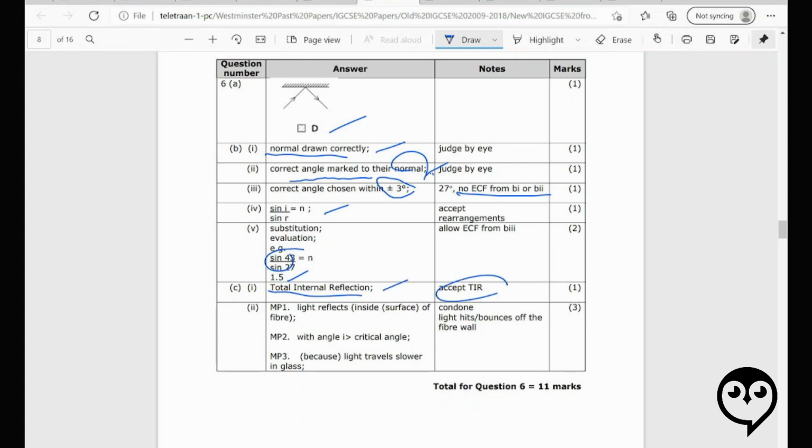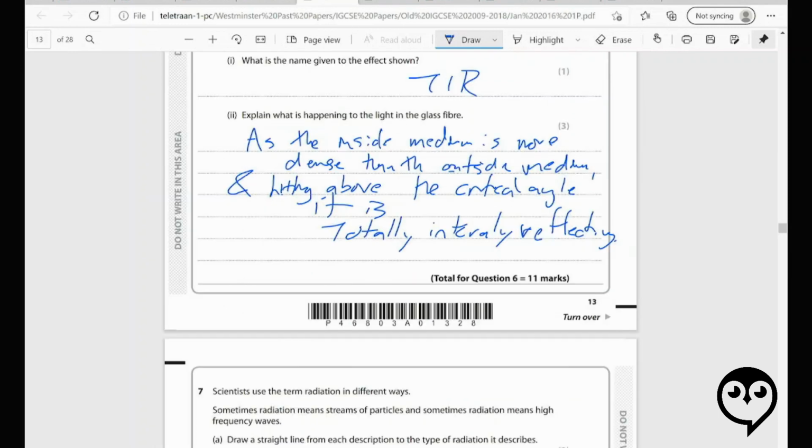Total internal reflection. You just write TIR if you like. That's fine. What's going to happen? The light reflects inside of the fiber with an angle greater than the critical angle, and this is because light travels slower in glass. This is an unfortunate example of reading too much into the question.